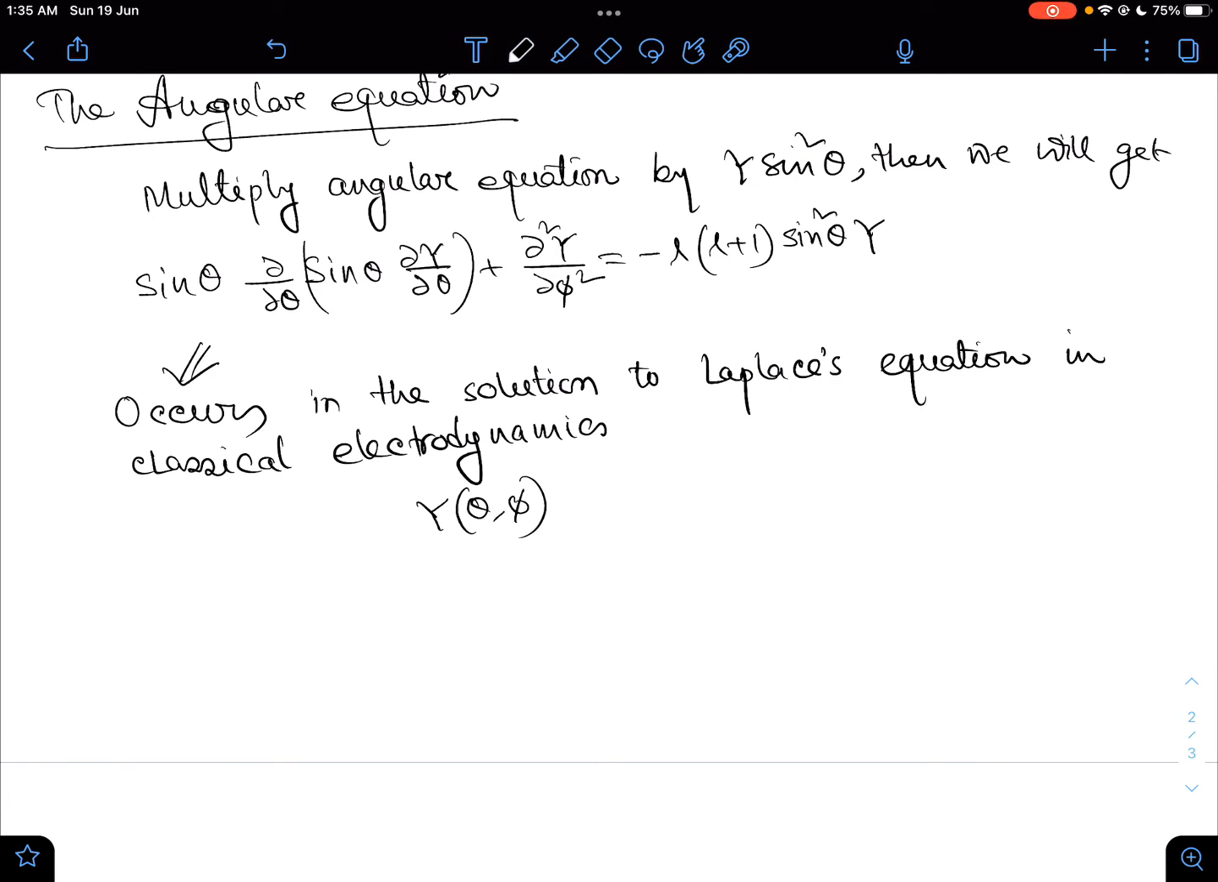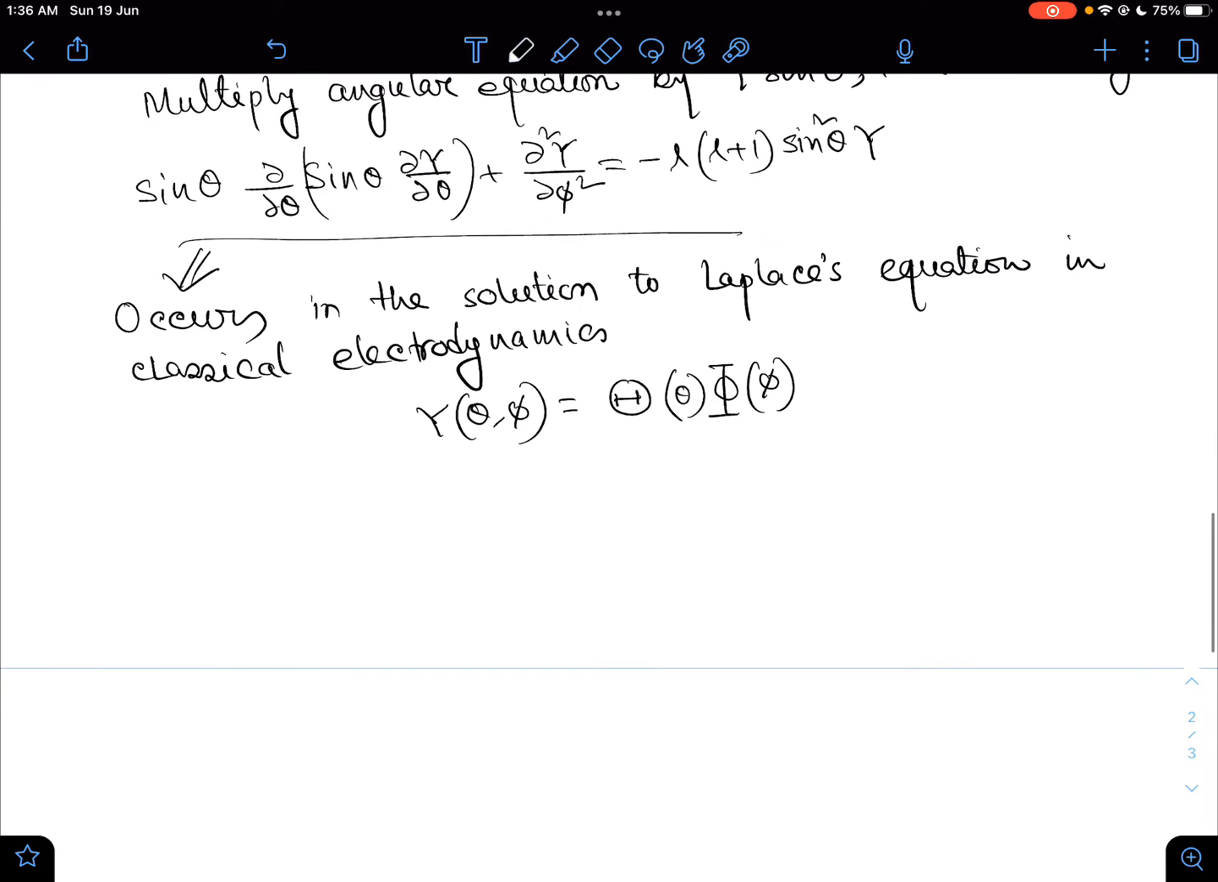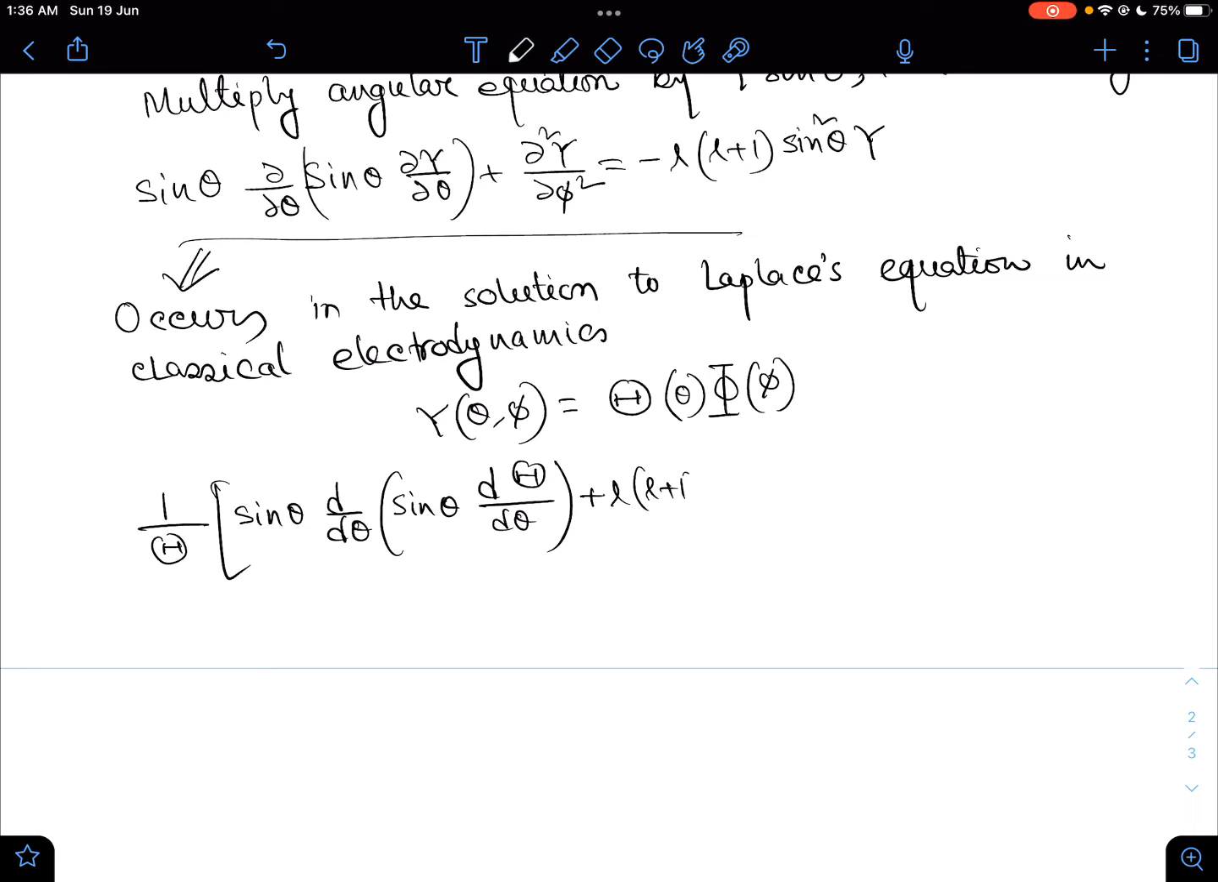We want to separate these two variables, so we will denote this by capital Theta, which is a function of only theta, and we have capital Phi, which is a function of only phi. If we put this in this equation, then we will get 1 by Theta, here we have sin theta d/d theta of sin theta d Theta/d theta, plus L into L plus 1 sin square theta. This is basically our first term, and we have the second term, 1 by Phi d2 Phi/d phi squared. We are replacing our partial derivative by total derivative, because capital Theta and capital Phi are functions of only theta and phi. So we can replace our partial derivative with total derivative.